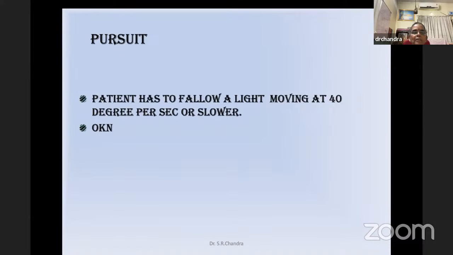So pursuit, the patient has to follow a light moving at 40 degrees per second or slower. A bright object moving at 40 degrees per second or slower is used to check pursuit. And I said the initial movement is pursuit and the correcting movement is saccade. So optokinetic nystagmus tests both saccade and pursuit.